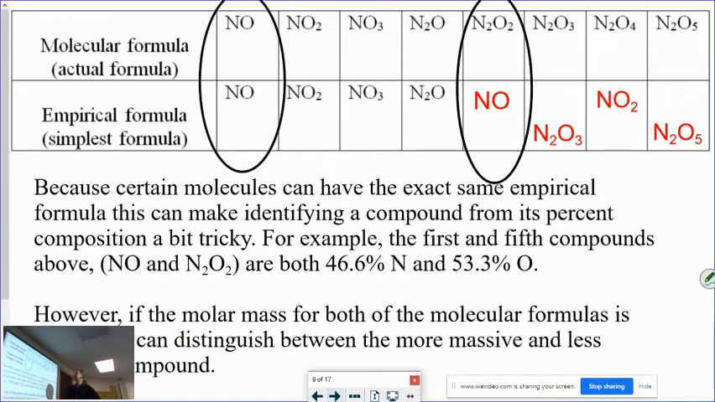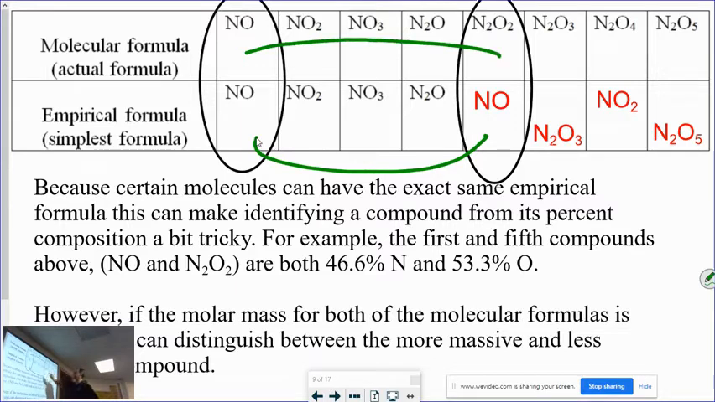If we look here, these two have the same empirical formula, but chemically they are different from each other because they have a different molecular formula. So these two chemicals would react differently, but their empirical formulas are exactly the same.